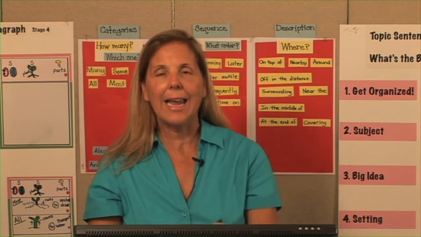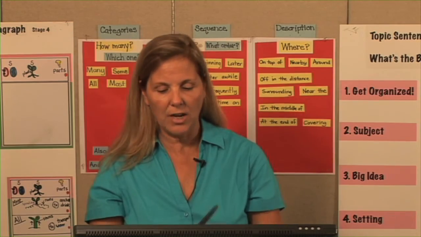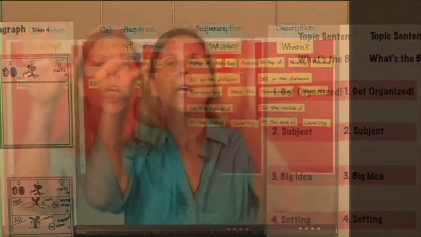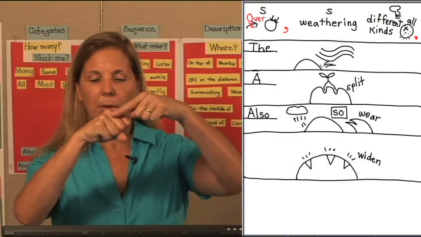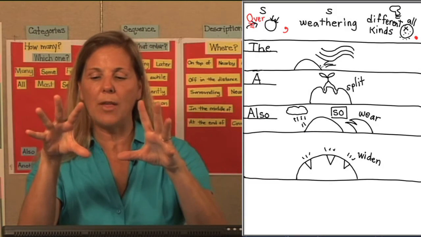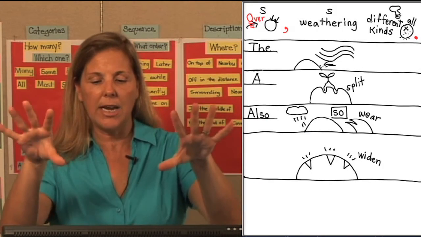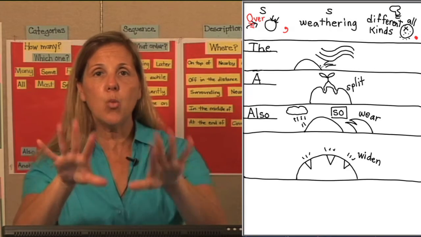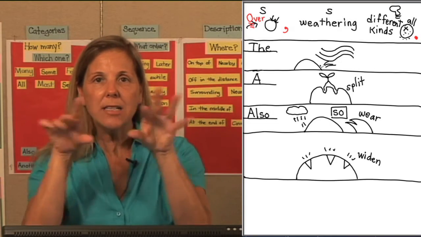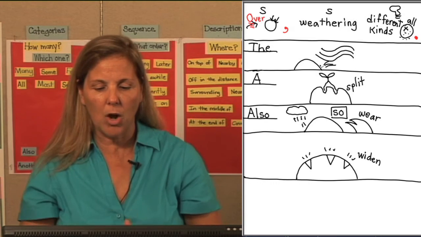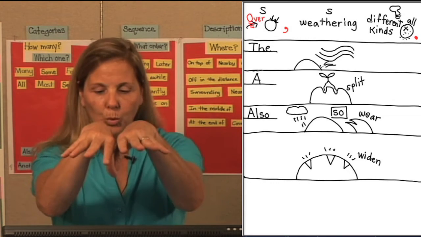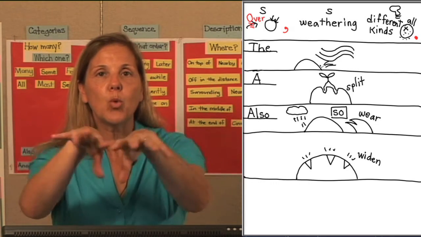So we'll go back and we'll reread our organizer so we can figure out how to plan this sentence. Go. Over time, on the planet Earth, different kinds of weathering make all types of rock disintegrate. The pounding wind makes grains of sand fly away from rocks. A plant's roots can split rocks open.